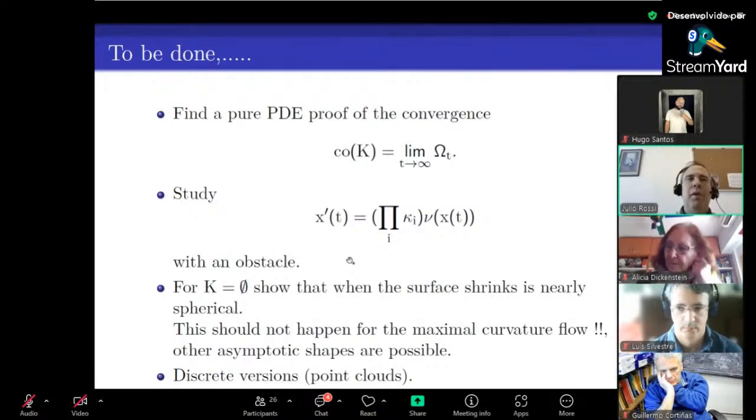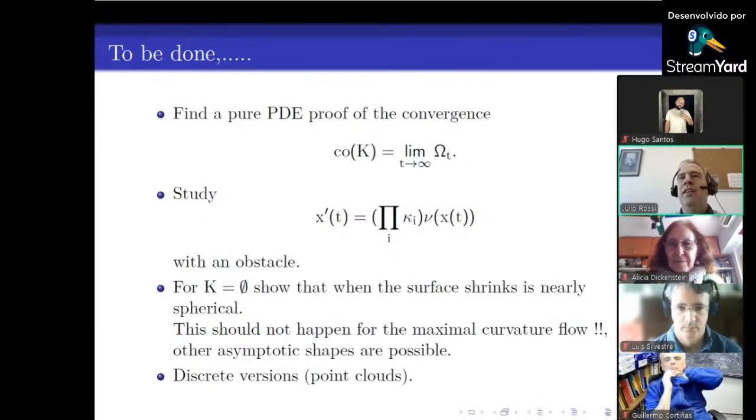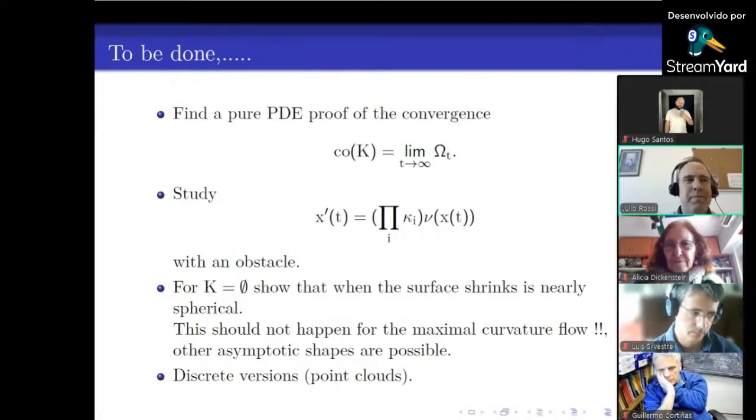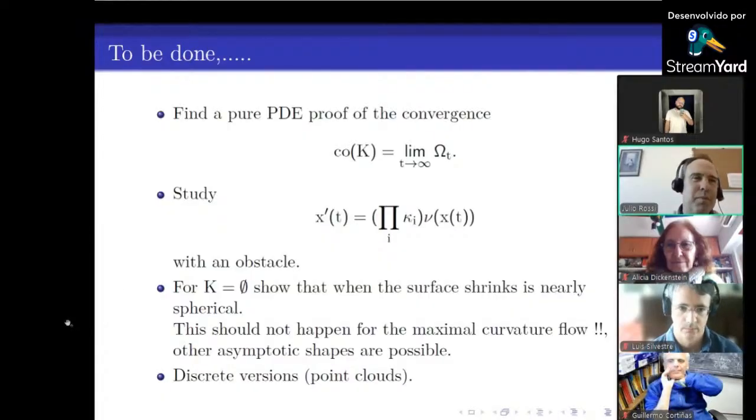And on top of that, one of the two is going to be faster than the other. And I believe that this one, the product of the two curvatures, is going to be faster than the other. But I am not completely sure, of course, because if I was completely sure, this would not be in the section to be done.